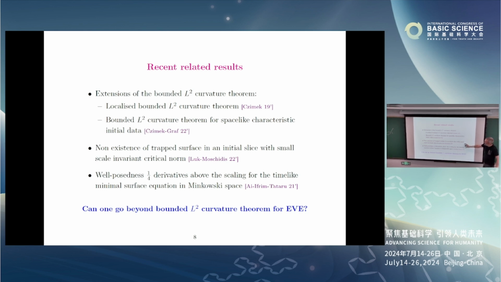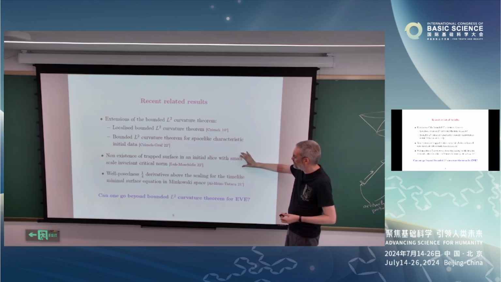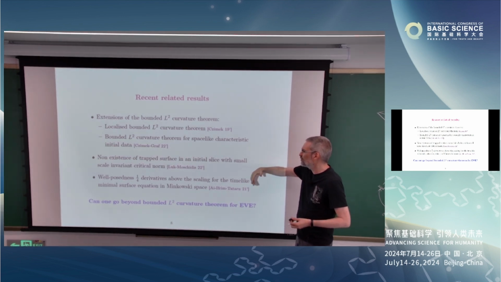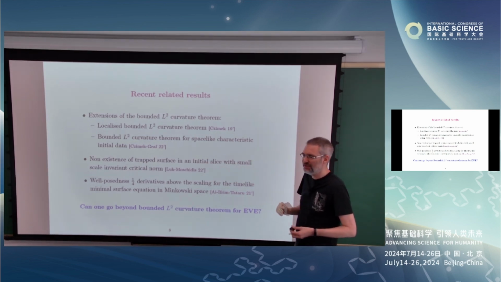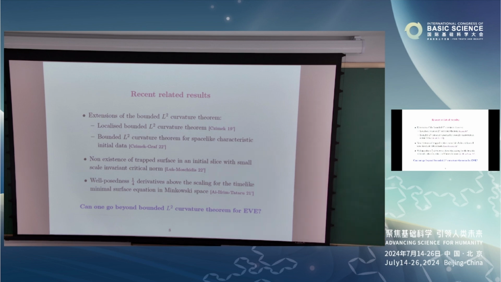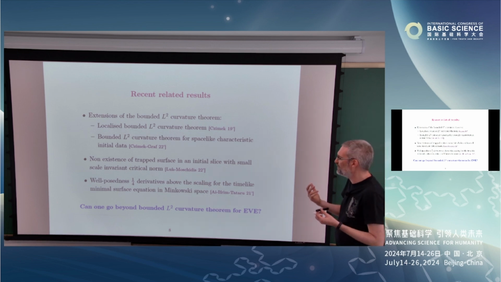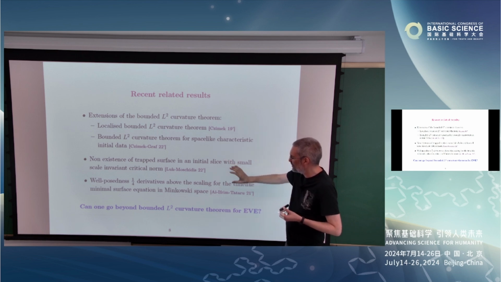Now let me mention two results which point in the direction of maybe being able to improve this result, the Bounded L2 Curvature Theorem, which again I recall lives 1/2 above the scaling, so it's not critical from that respect. So there is this result of Luk and Rodnianski, which is not a result on the evolution, it's just a result on the initial slice, but at least it says that if your initial slice is close to Minkowski as measured in the scaling invariant norm, then you don't have trapped surfaces. So that points out to the fact that, okay, at least it's not too bad to work in a scaling invariant space, but of course it's just at the level of initial data.